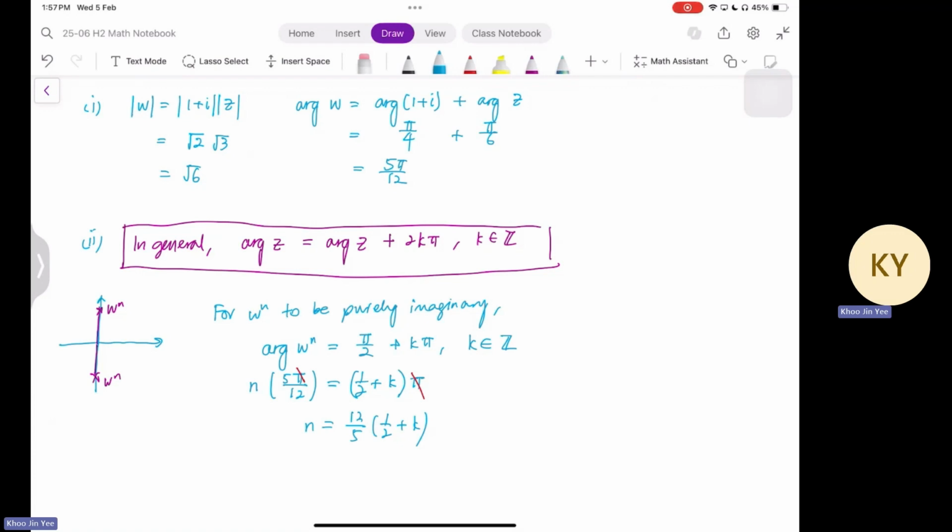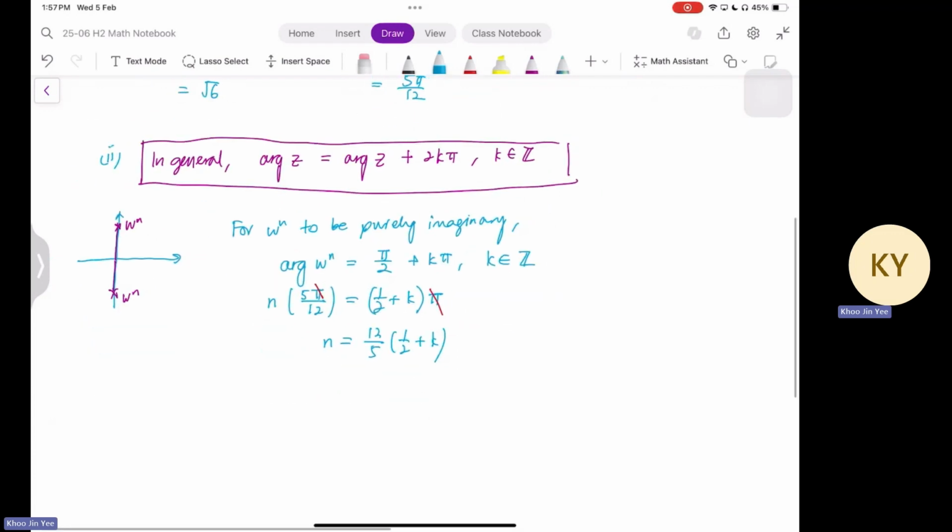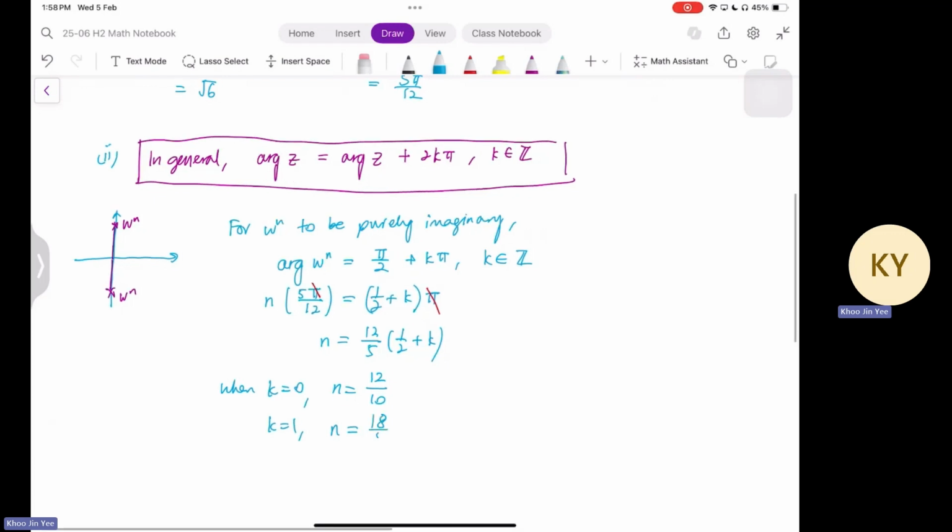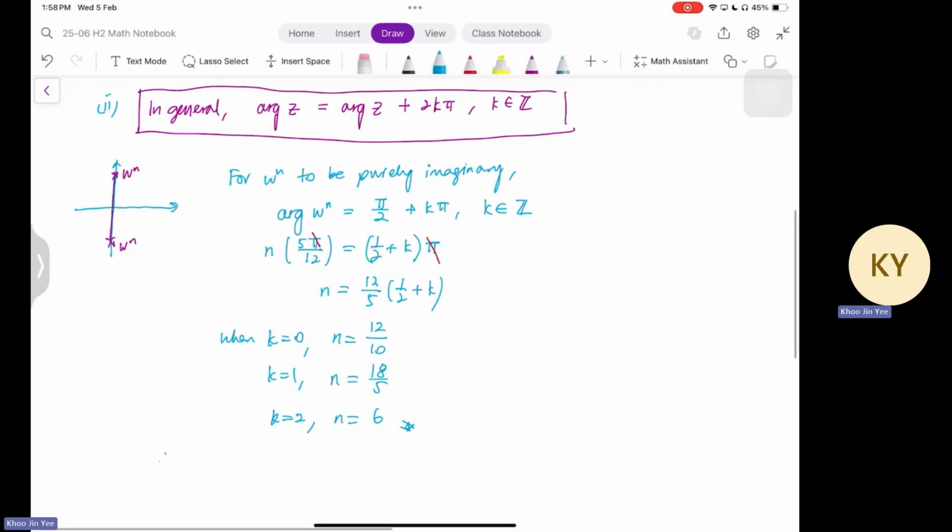So this is like trial and error. When k equals 0, n equals 12 over 10. When k equals 1, n equals 18 over 5. When k equals 2, n equals 6. So this is how we solve for n equals 6. Now let's double check and check the logic again.